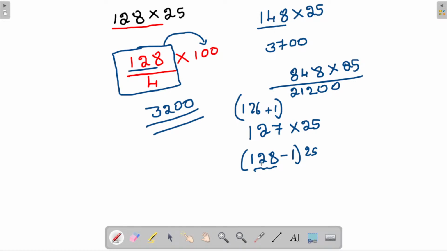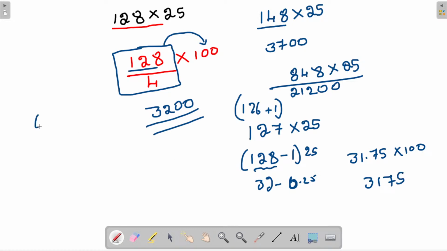Okay, so 128: one time half is 64, one more time half is 32. 100: one time half is 50... 0.1 one time half is 0.5, 0.5 one more time half is 0.25. 32 minus 0.25, what is that? 31.75. Into 100. Your answer will be 3175. I will repeat one more time.